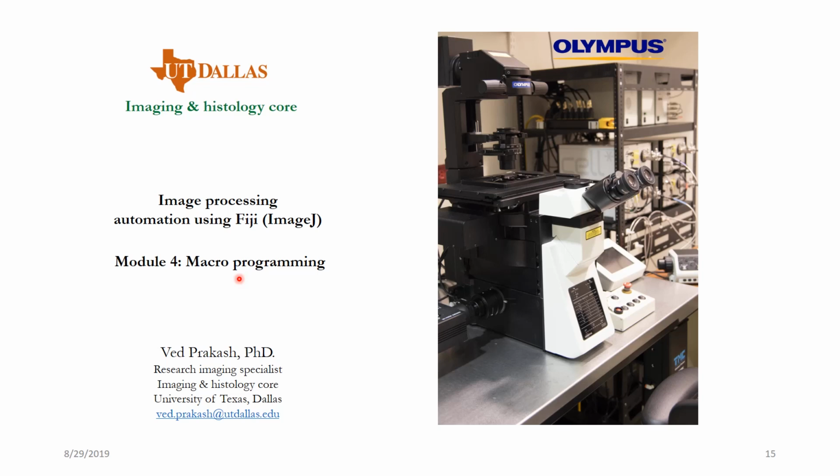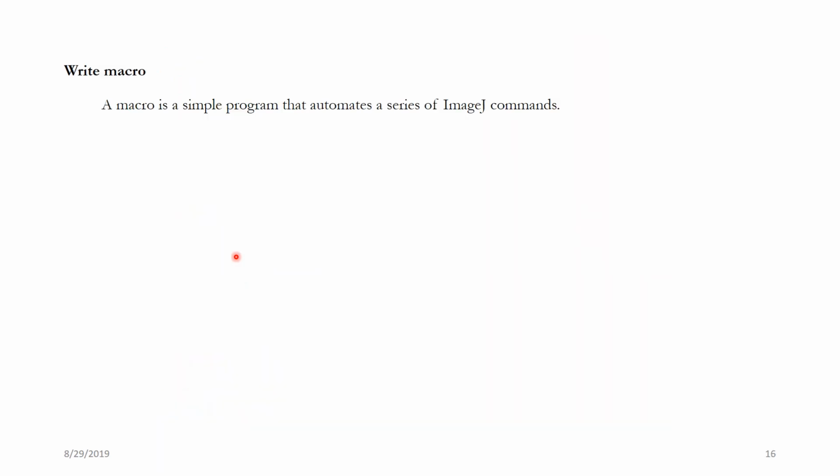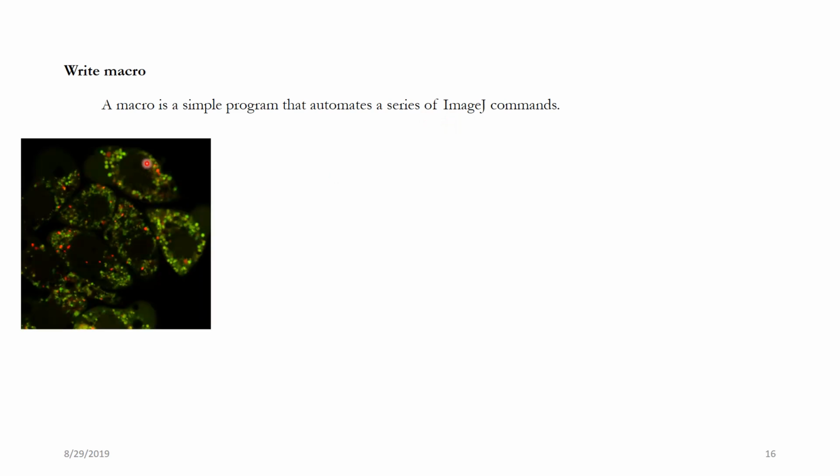Okay, so before we begin, let us understand what is a macro. A macro is a simple program that automates a series of image commands, ImageJ commands. For example, if you have an image like this, where there is a lot of background and noise in this image, which is red and green color, and you want to process this image, make it smooth and nice, and then eventually calculate the intensities in each endosome here, for example, and then pull out the data about intensities in each endosome.